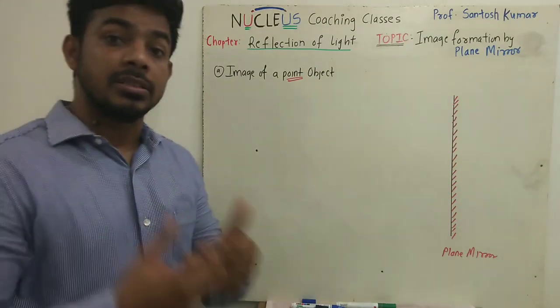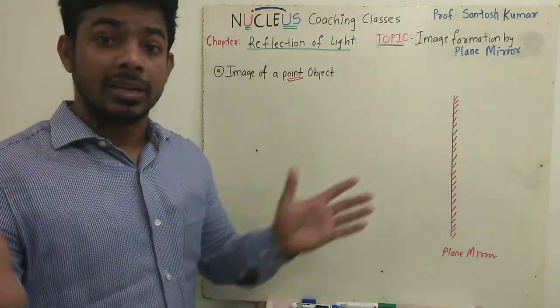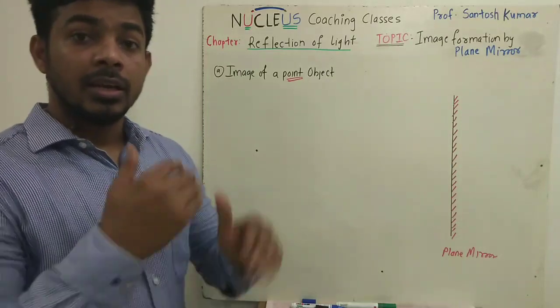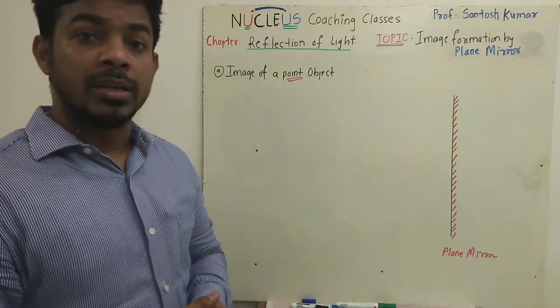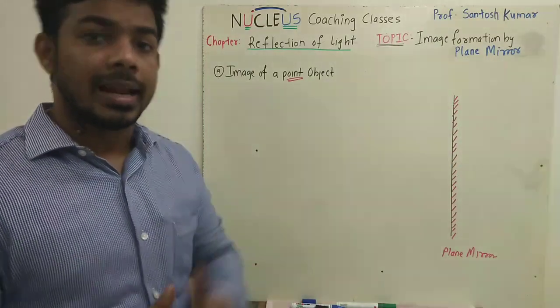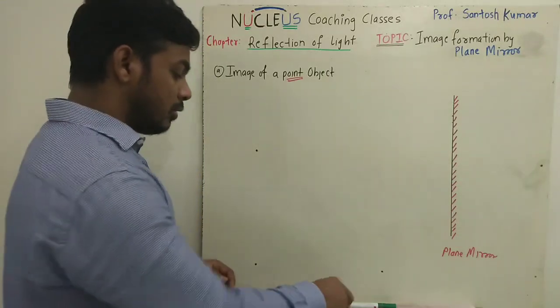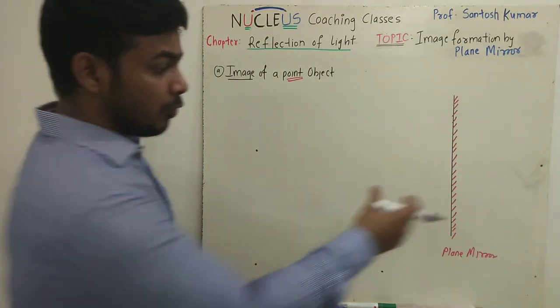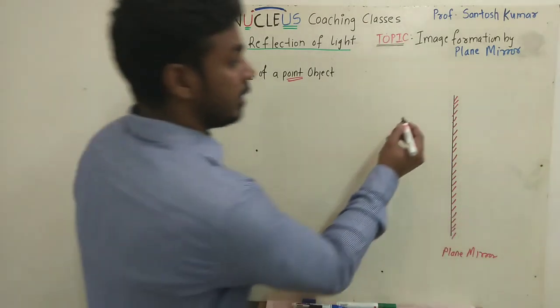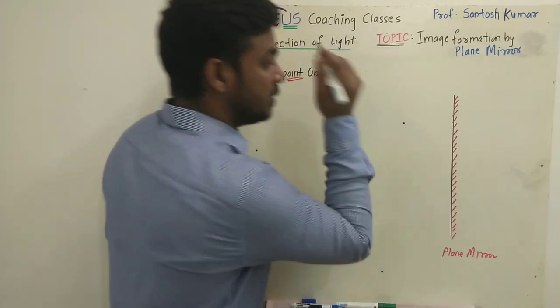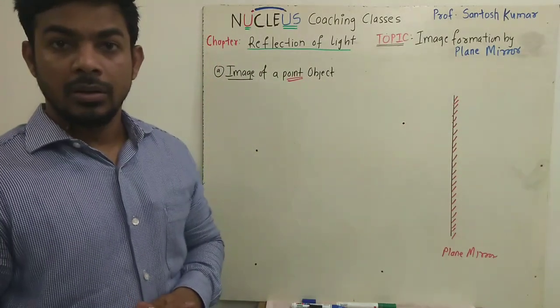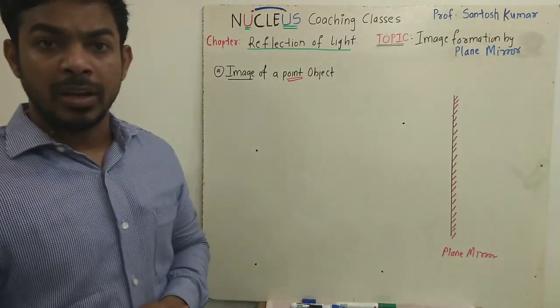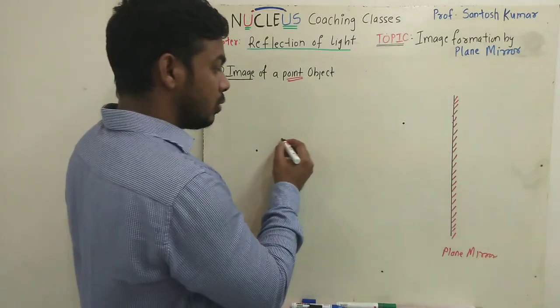That means whether the image is real or virtual, magnified, diminished, same size. We'll talk about the location of the image and we'll talk about some other characteristics of the image. So the first topic we are doing is the image of a point object. So we have a plane mirror, and I am keeping a point object in front of a plane mirror.